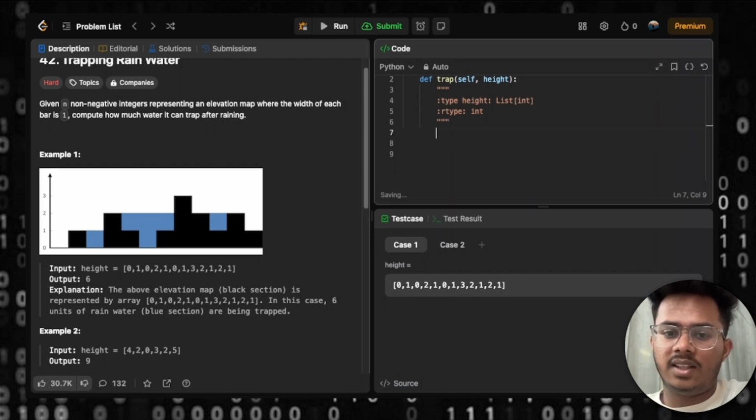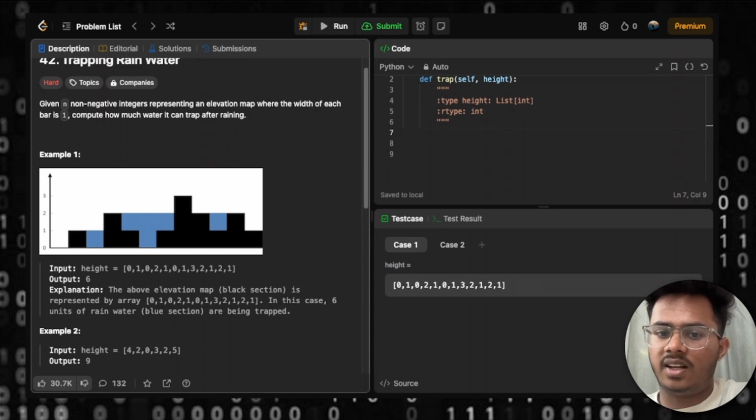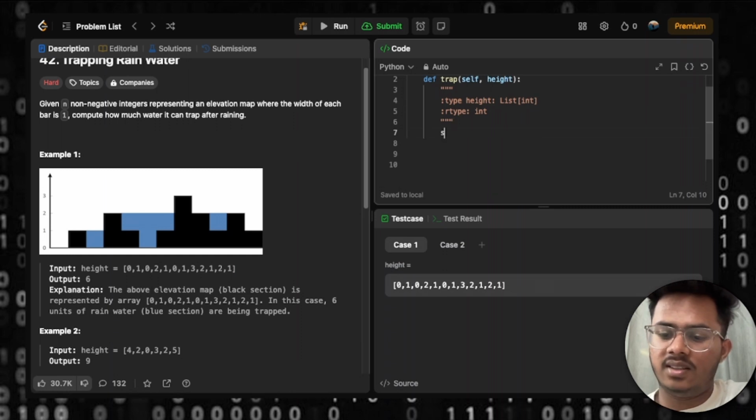First, we'll take this example and try to find the answer. Consider 0 at the starting index and 1 at the ending index. Let us consider this as a list which has n elements, so 0 is at the 0th index and 1 is at the n minus 1th index. For that, we'll take the starting index as 0 and the ending index equal to the length of height, minus 1.